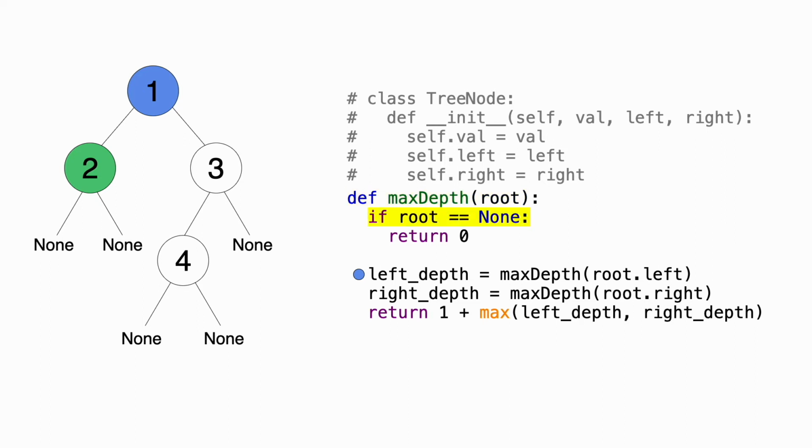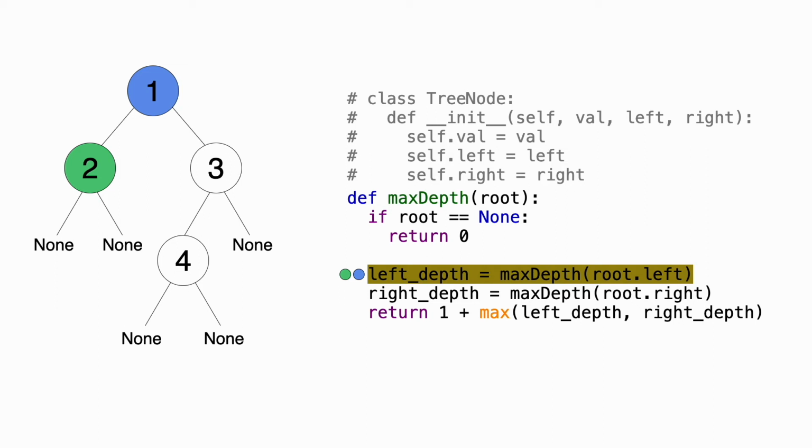We'll check for the base case again, which is still false, so we enter another recursive call to find the max depth of the left branch of this node. So again, we call maxDepth and pass in the left node. And this time, I'll leave a green dot to match the color of the green node.